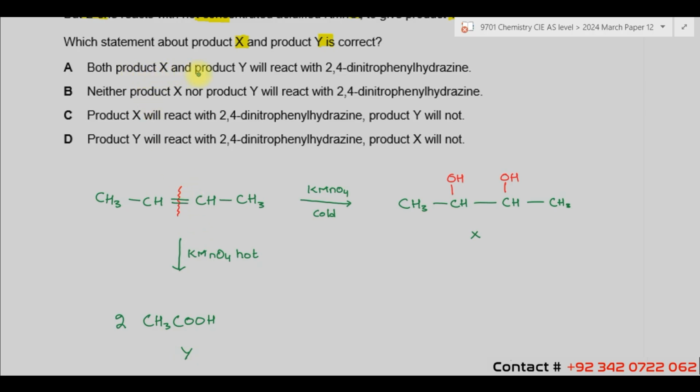Both product X and Y will react with 2,4-DNPH. Now 2,4-DNPH gives positive results with only aldehyde and ketone. This one is an alcohol, this one is a carboxylic acid, so A is wrong. Neither product X nor product Y will react with 2,4-DNPH. This is correct. Product X will react with 2,4-DNPH, product Y will not. Wrong. Product Y will react with 2,4-DNPH. No. So correct answer is B.